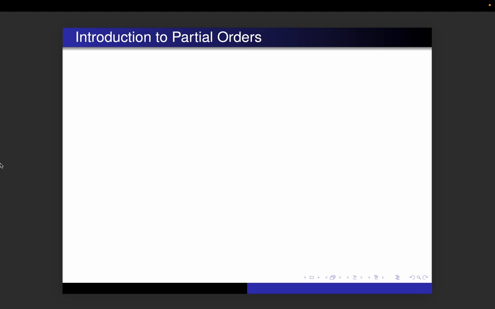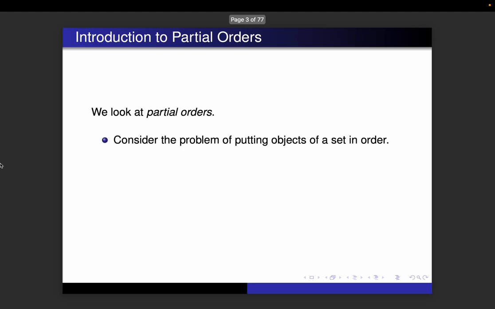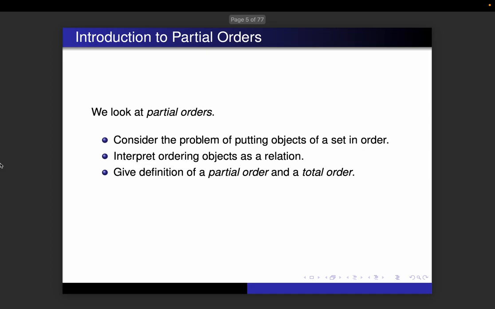The next relations that we're going to look at are relations called partial orders. We're first going to consider the problem of taking objects in a set and putting them in order. We're going to interpret the ordering of those objects as a relation. That will help us define both partial order and a total order. And then we're going to look at a couple examples.